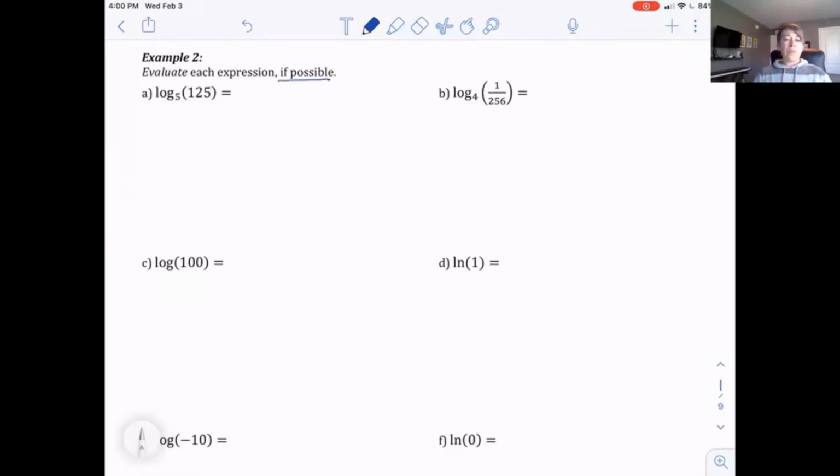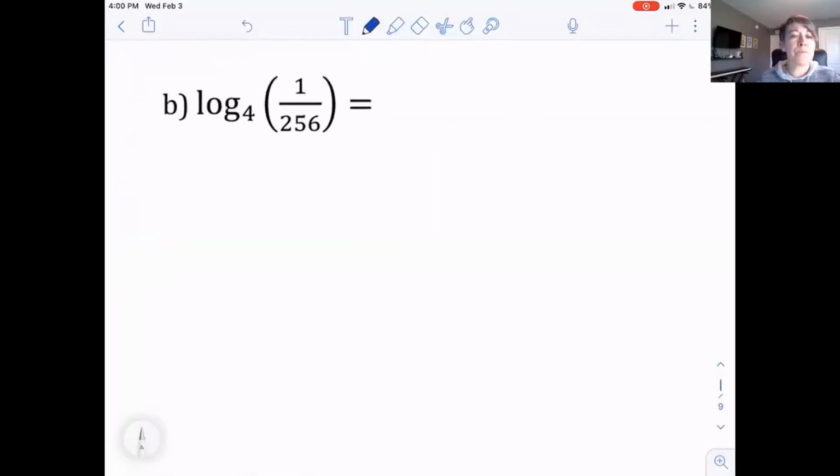So log base 5 of 125. This is asking us, 5 to what exponent would give us 125? Well, that would be 3, since 5 cubed equals 125.